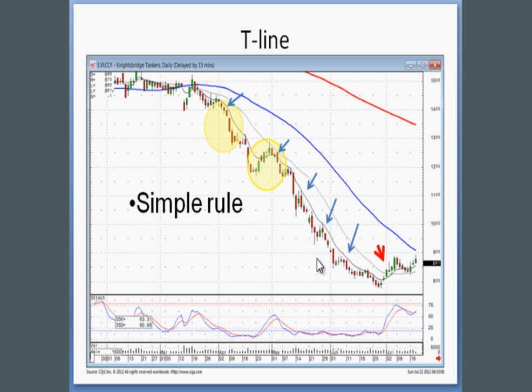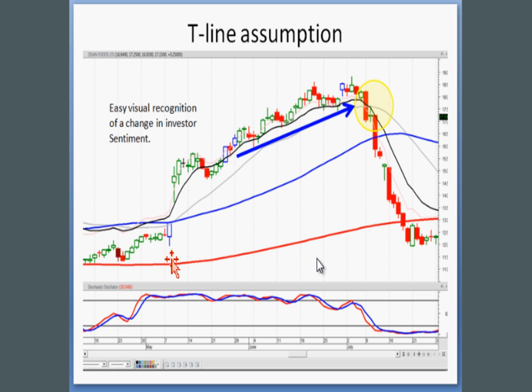So this makes trend analysis very simple. You see a strong price move, this is what we call that 45 degree. You see a strong price move, very simple rule. You can stay long until you see a sell signal and a close back below the T-line.